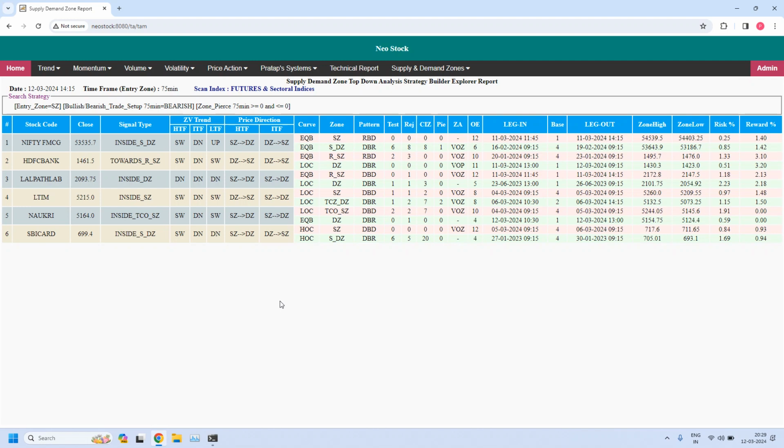So this is about bullish and bearish trade setup, demand and supply zones for monthly income trade and weekly income trade.